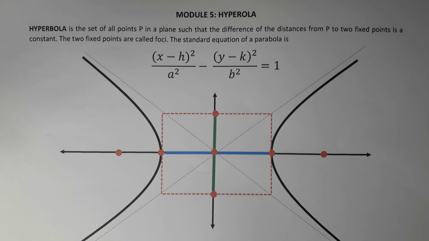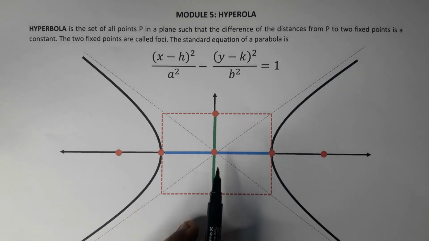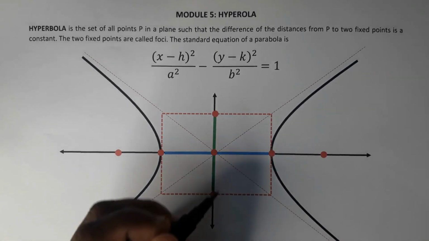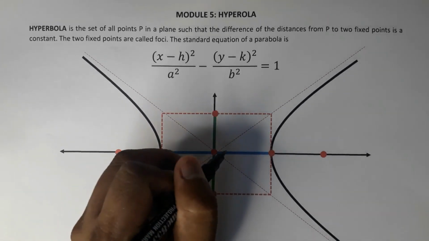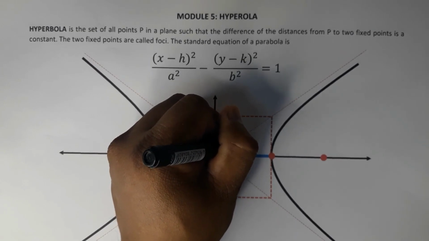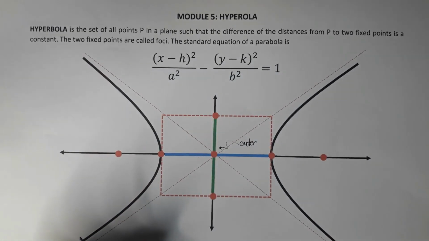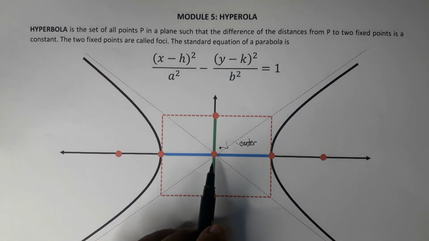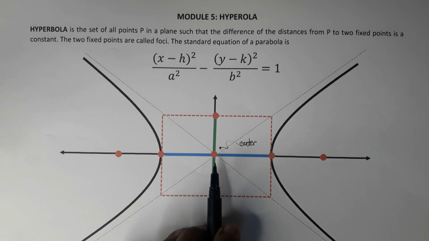First, let's discuss the red dots or red points in our graph. The first one here is what we call the center of the hyperbola. So this one is what we call the center, which is (h, k). Later on, we will discuss further the different parts of the hyperbola.